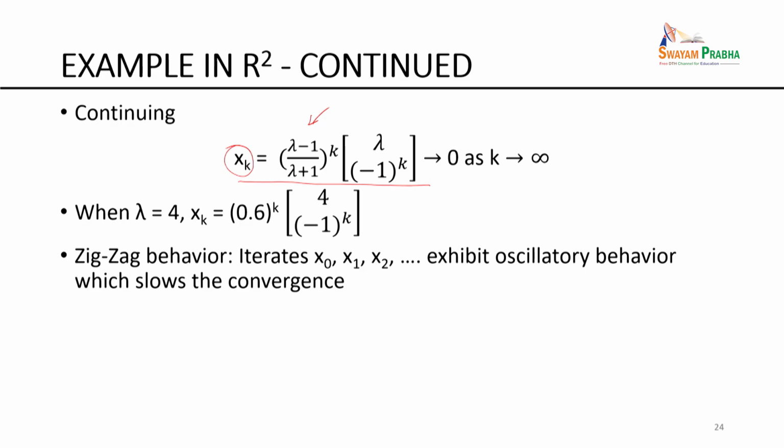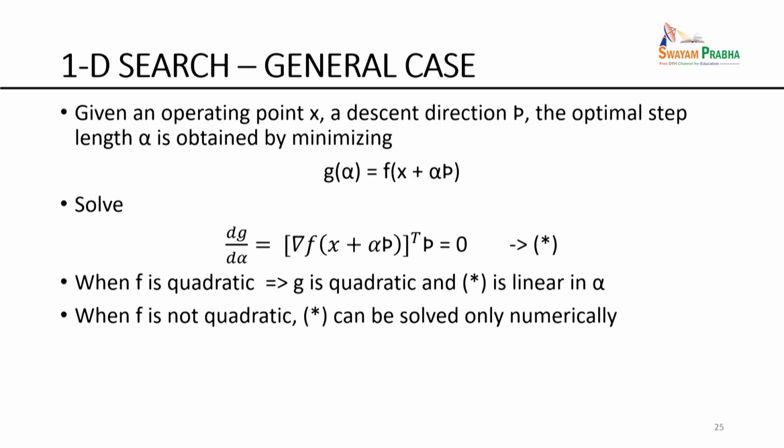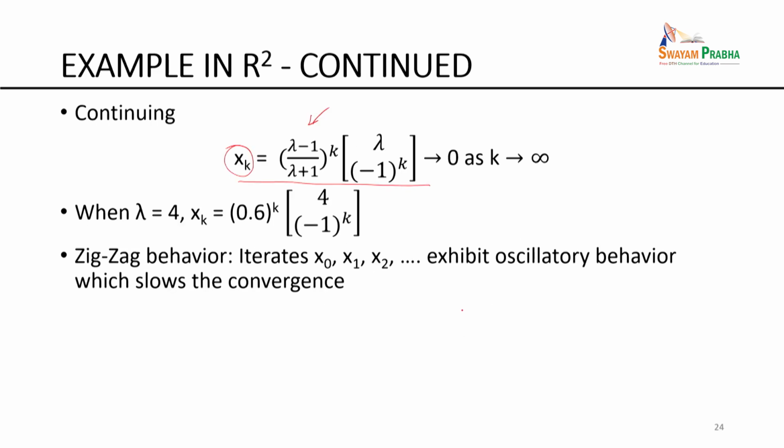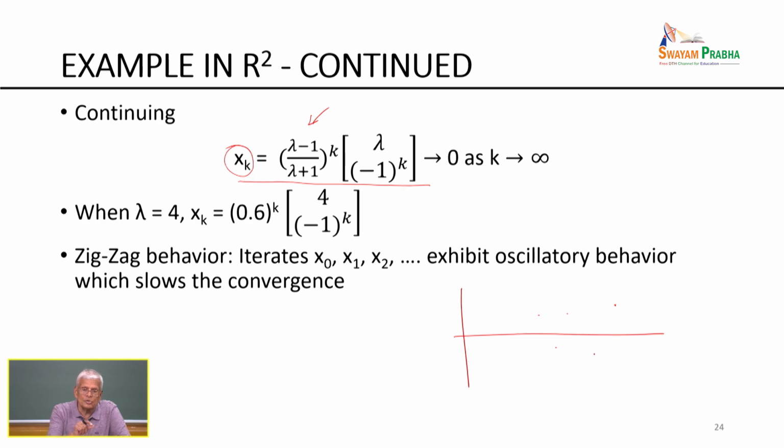If the magnitude keeps shrinking, this is an oscillator behavior. How does this oscillator behavior look like? This is x naught, this is x 1, this is x 2, this is x 3, this is x 4, this is x 5. And how do I know the direction in which it is moving? We already know r naught, r 1, they are orthogonal to each other. r 1, r 2, they are orthogonal to each other. r 2, r 3, they are orthogonal to each other. We have proven that r k plus 1 is orthogonal to r k.